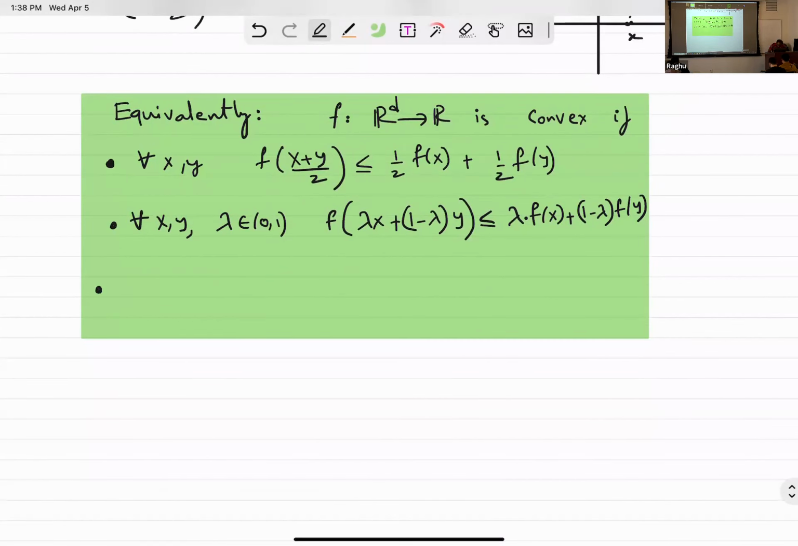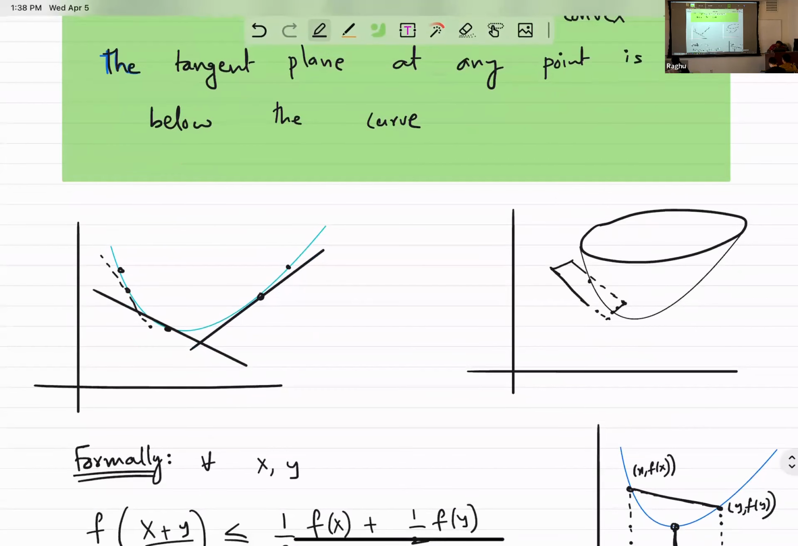And finally, the property that is most useful for us is the following. So what's the equation of the tangent line here? Well, it's a line. Think of 2 dimensions. So here's my X comma f of X. So what's the slope of this line?